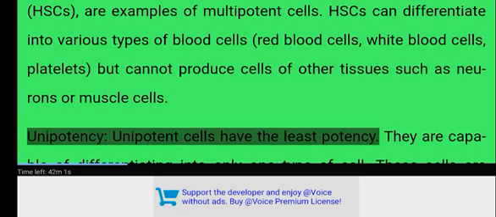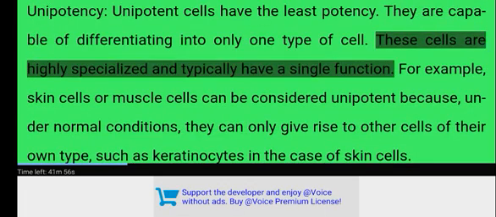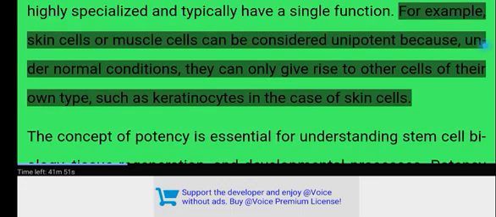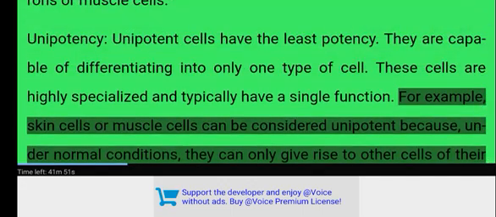Unipotency. Unipotent cells have the least potency. They are capable of differentiating into only one type of cell. These cells are highly specialized and typically have a single function. For example, skin cells or muscle cells can be considered unipotent because, under normal conditions, they can only give rise to other cells of their own type.